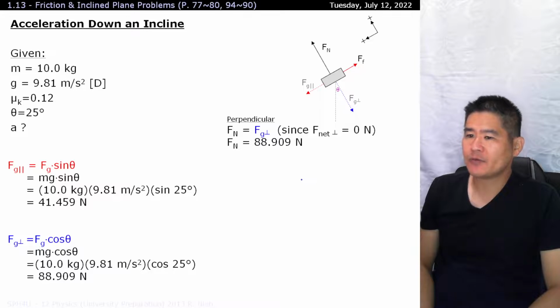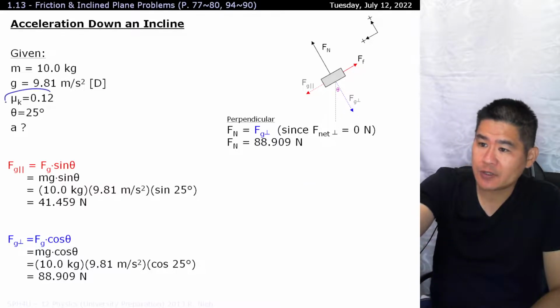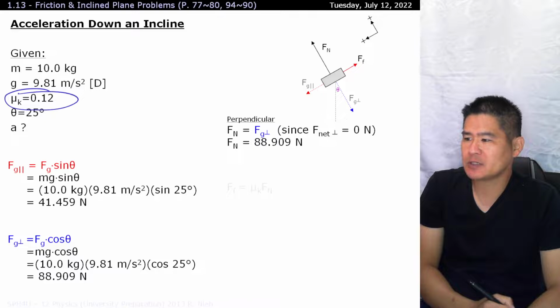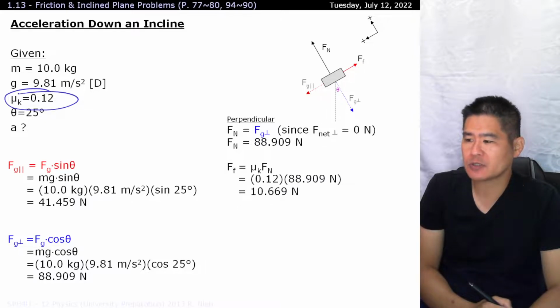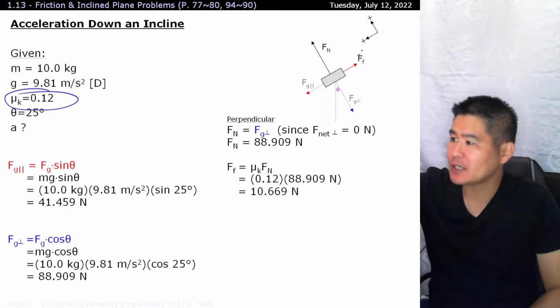Okay, now that we have our normal force, we can find out the force of friction. If this is an object that's gliding on top of wax paper, typically that's the coefficient there. So 12% of 88 works out to around 11 newtons. Now we can finish off our inline dimension.